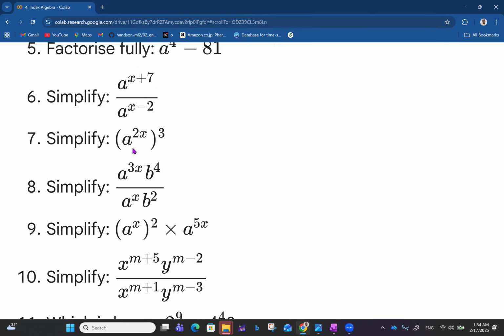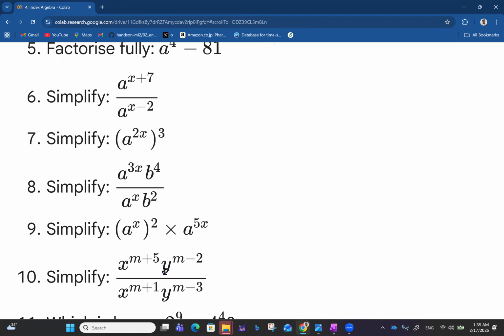Then to simplify this, we have a raised to power 6x straight up. Then for this, we have a raised to power 3x over a to the x. That's a to the 2x. Then b to the 4 minus 2, that's b squared. Then for this, now we have a raised to power 2x times a raised to power 5x. That's a raised to power 7x.